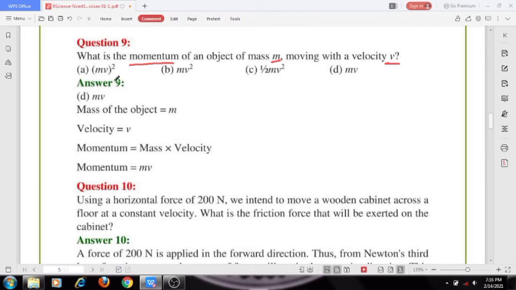In these four options, can you see the product of only mass and velocity? Everything indicates mass into velocity, but here it is mv square, here it is half mv square, and here we have mv, that is mass into velocity. So this is the answer. The mass of the object is m and velocity is v, so momentum equals mass into velocity, that is m into v. This is the answer for question number 9. Then the next question is question number 10.